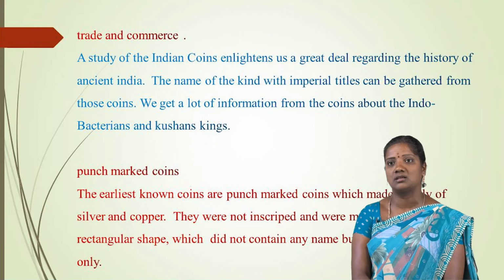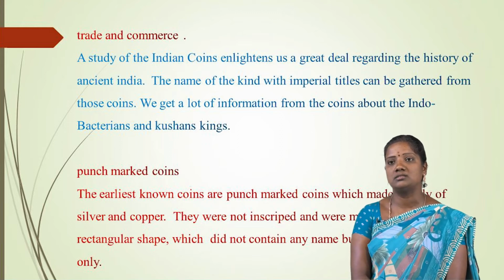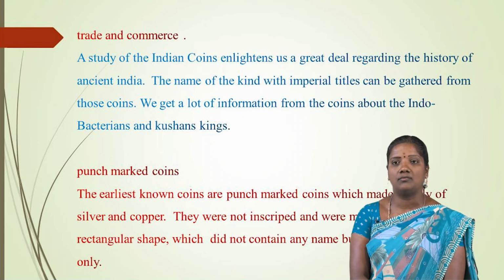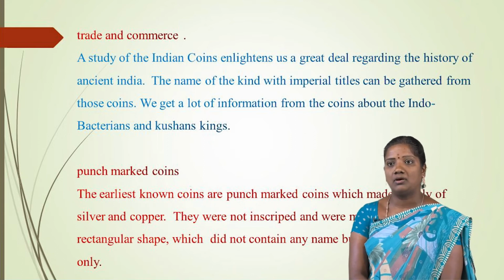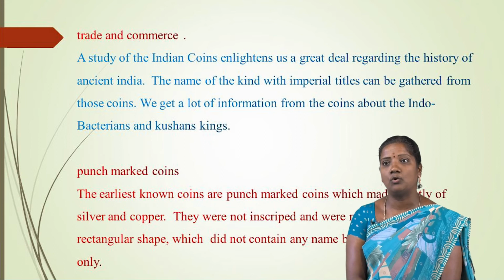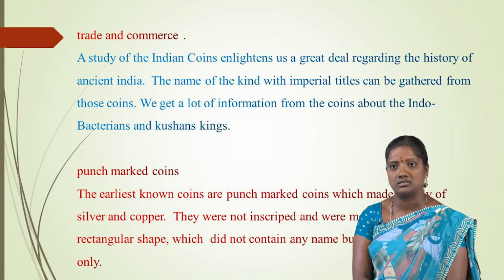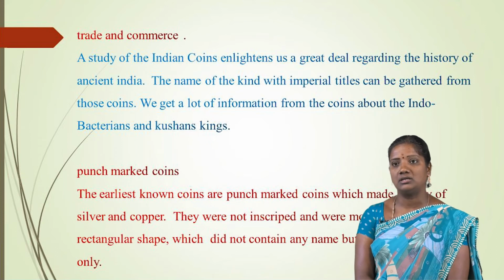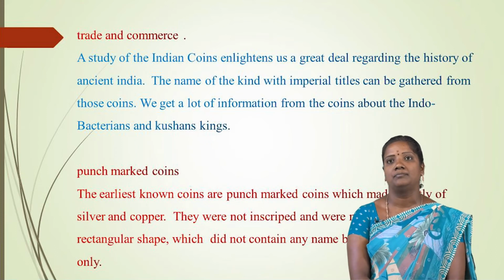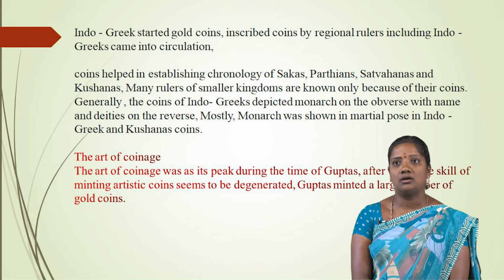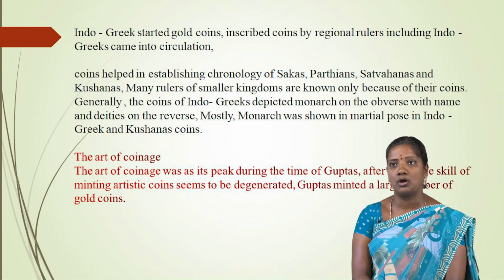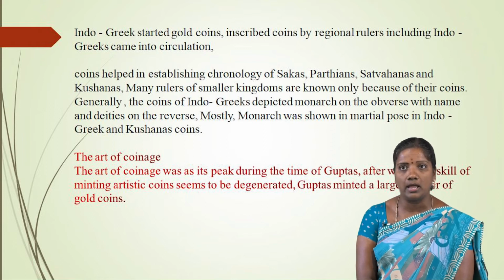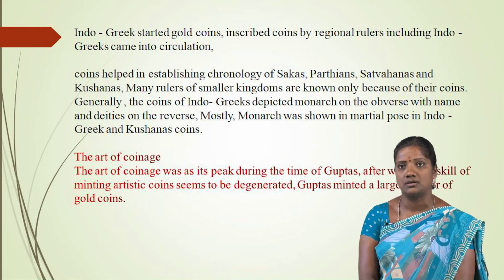Punch marked coins. The earliest known coins are punch marked coins, which were made mostly of silver and copper. They were not inscribed and were more or less rectangular in shape. They did not contain any name, but figures and symbols only. The Indo-Greeks started gold coins, and inscribed coins by regional rulers, including the Indo-Greeks, came into circulation.